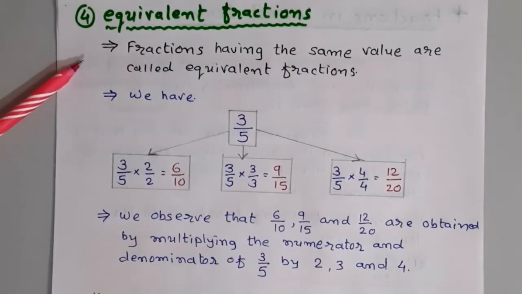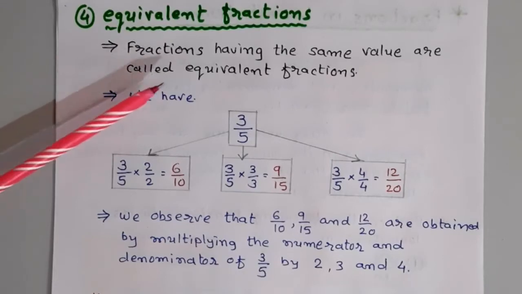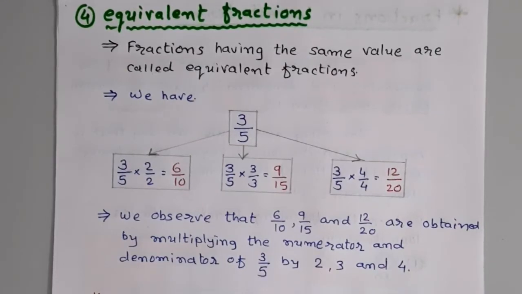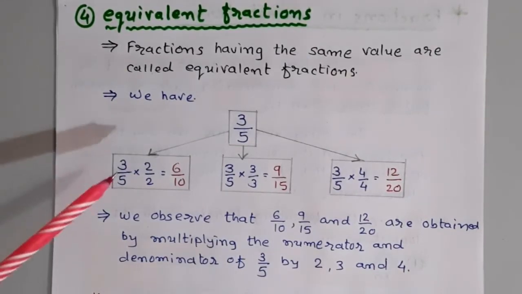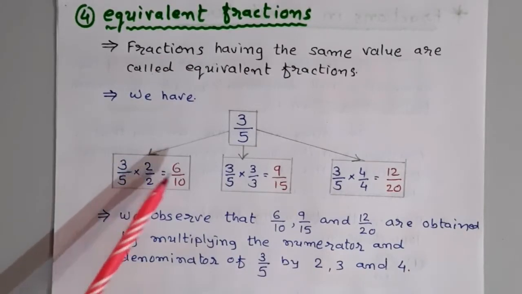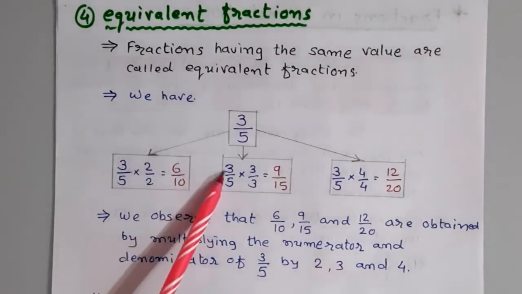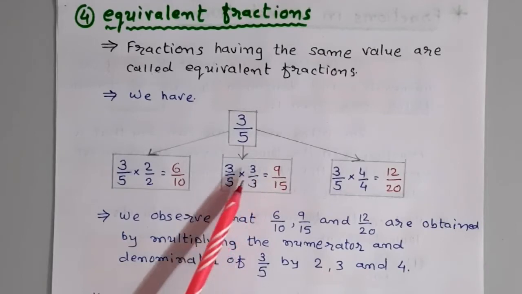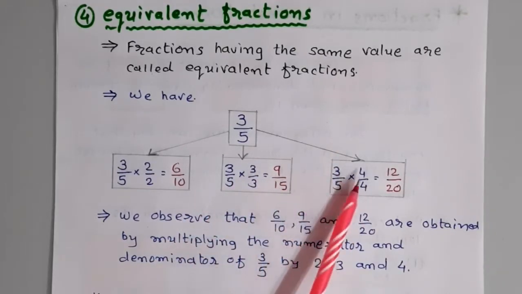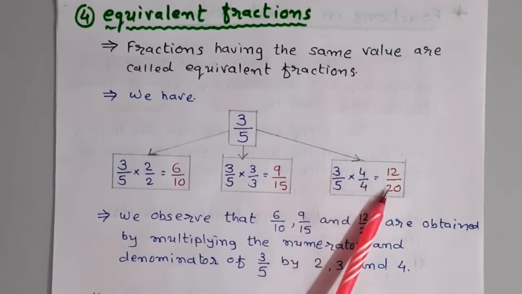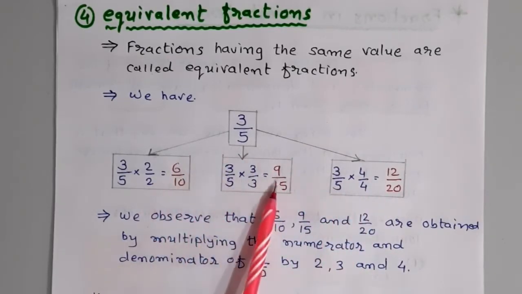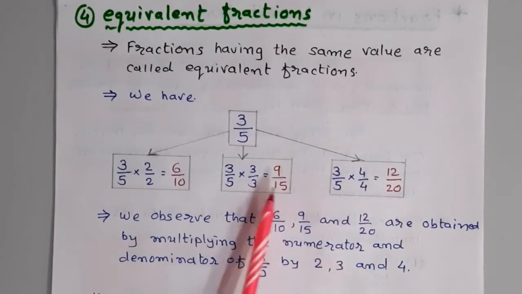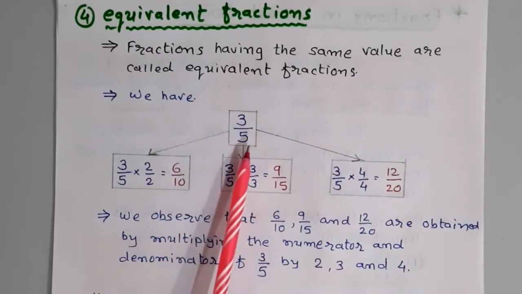Now equivalent fractions. Fractions having the same value are called equivalent fractions. For example, 3 upon 5. If I multiply the numerator and denominator by 2 and 2, then 3 2s are 6, 5 2s are 10. In the same way, if I multiply the numerator and denominator by 3, 3 3s are 9, 5 3s are 15. In the same way, 3 4s are 12, 5 4s are 20. So 6 upon 10, 9 upon 15 and 12 upon 20 are equivalent fractions of 3 upon 5.